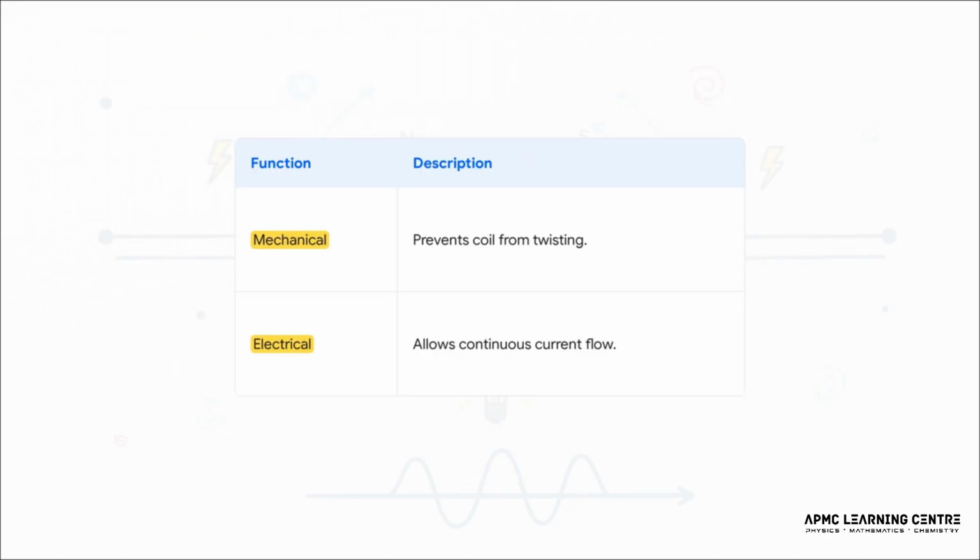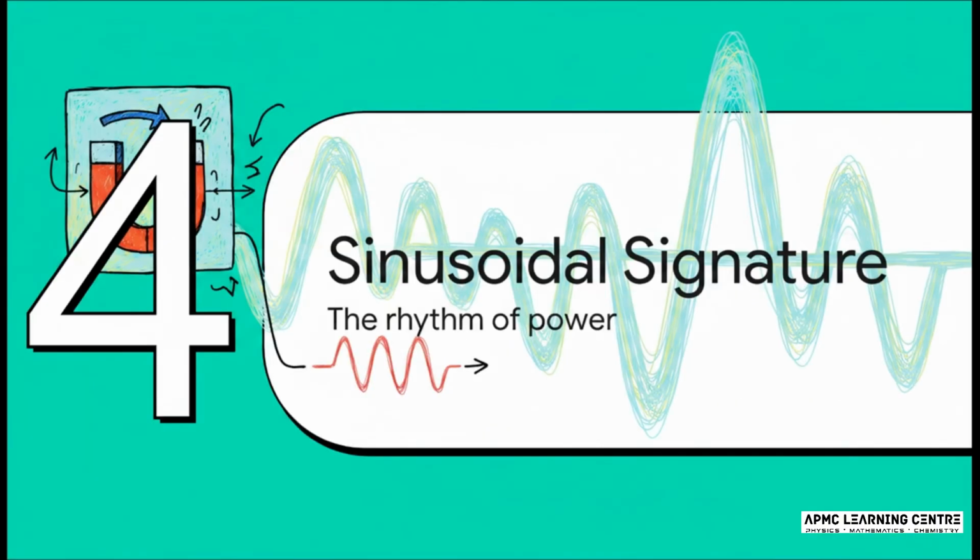So the whole point here is that this setup is doing two jobs at once. Mechanically, it completely solves that twisting wire problem, and electrically, it creates this seamless, uninterrupted bridge for the current to flow from the moving world of the coil to the stationary world of our power grid. It's brilliant.